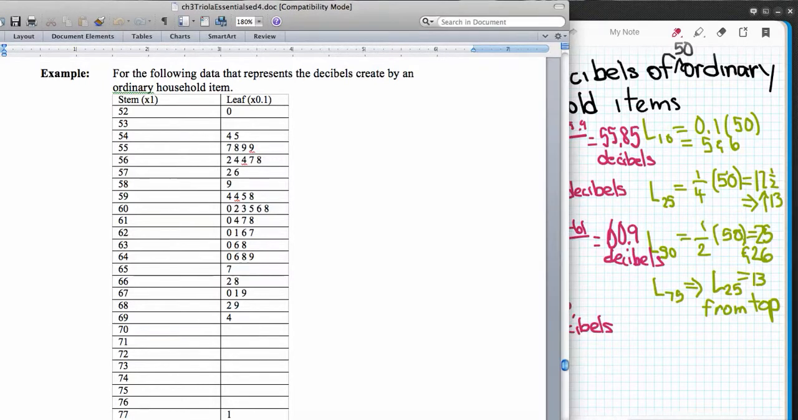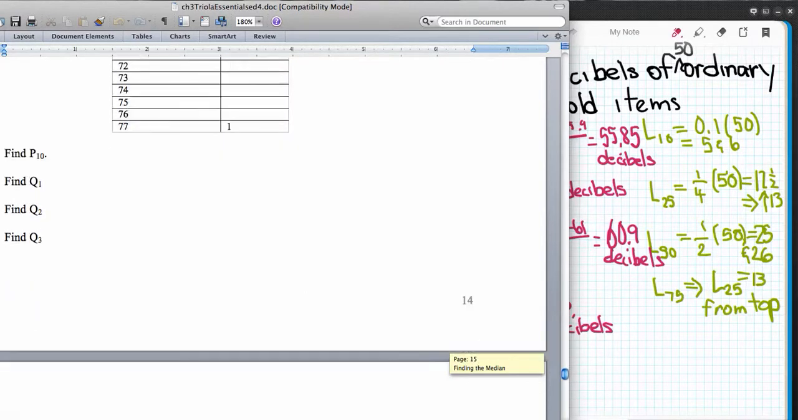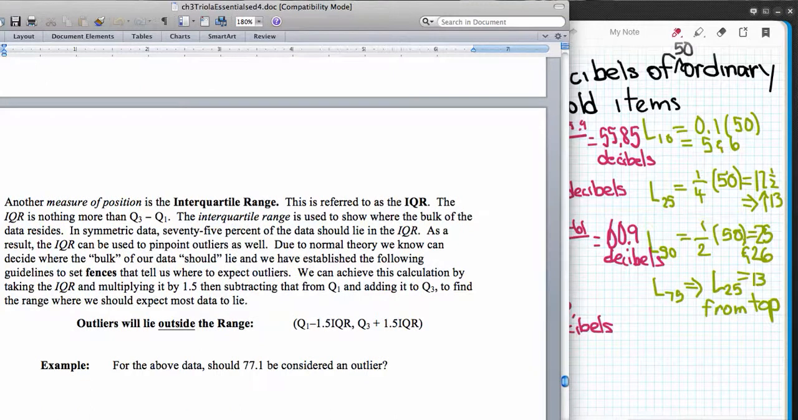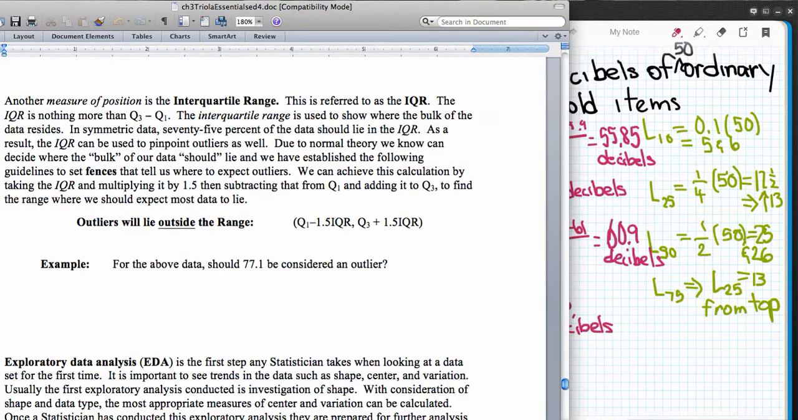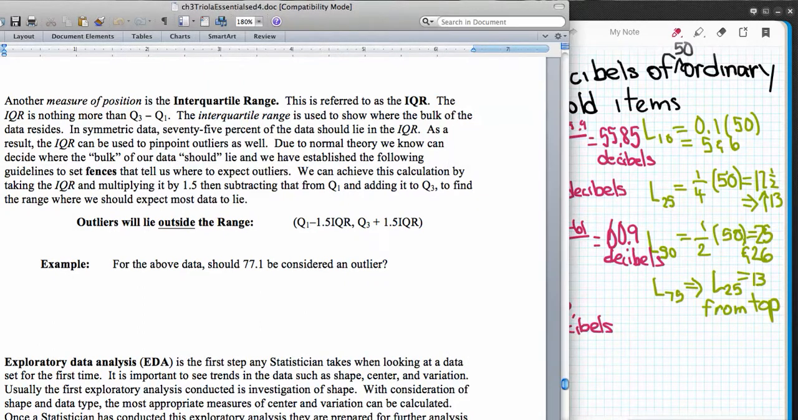And you're getting adjusted to using this indicator function for indicating where the position in the data is. Now the next thing we're going to talk about is something called the interquartile range. Now the interquartile range is related to our first and our third quartiles. That's why it's called an interquartile range, right? The first and the third quartiles. We're going to find out what is between these. Now the interquartile range should, in symmetric data, encompass about 75% of the data.